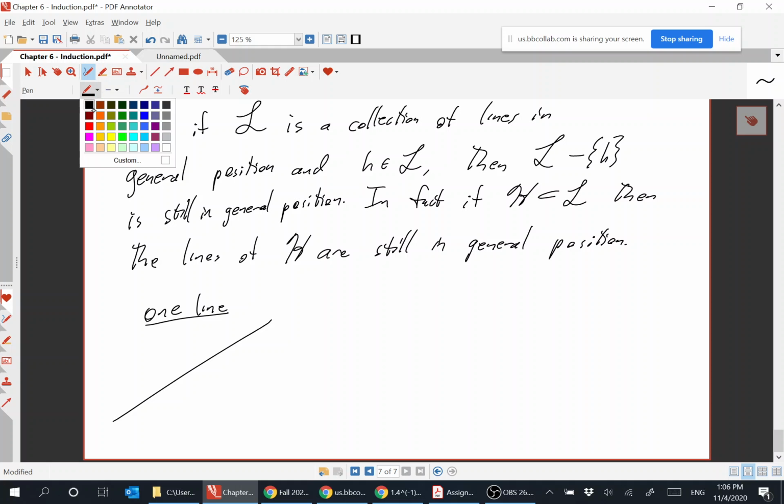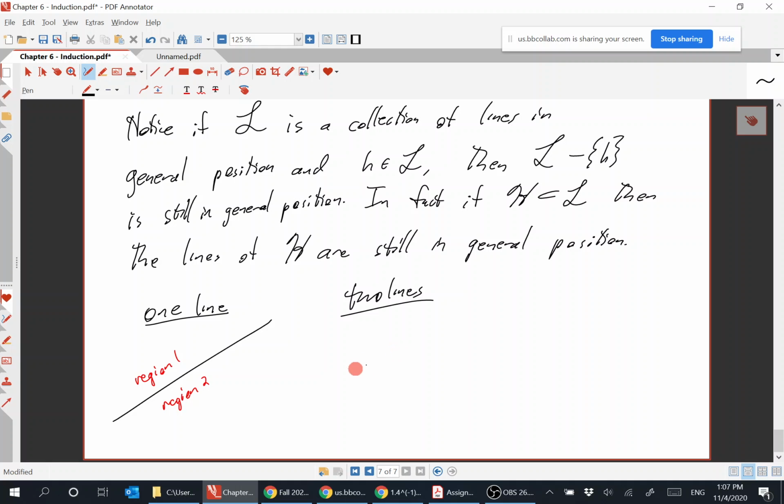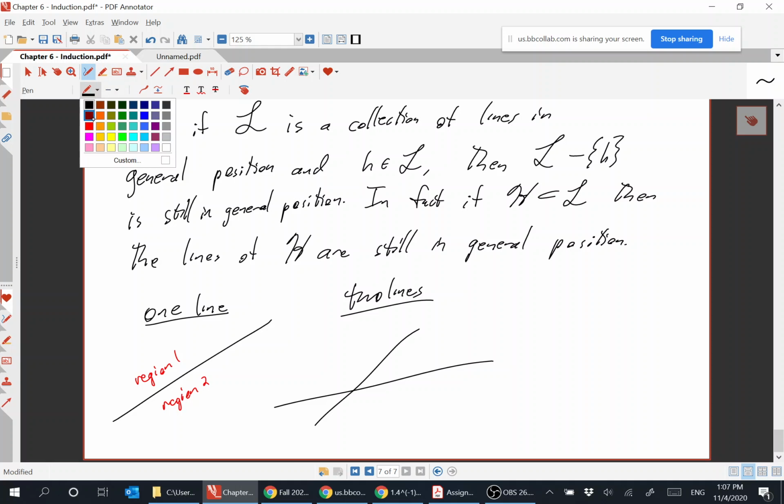So one line. Notice what I get here with one line. This plane is split into two regions, region 1, region 2. What about two lines? What does that look like? Well, 4 regions. Only the angle varies. But then I get region 1, 2, 3, and 4. What about three lines? What do three lines look like?